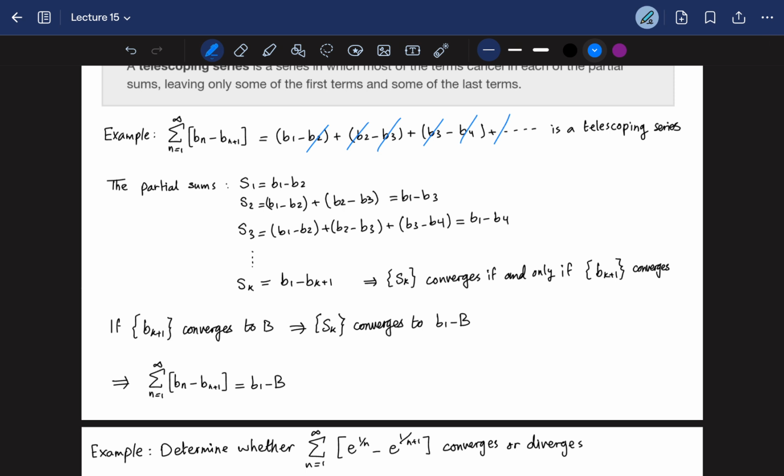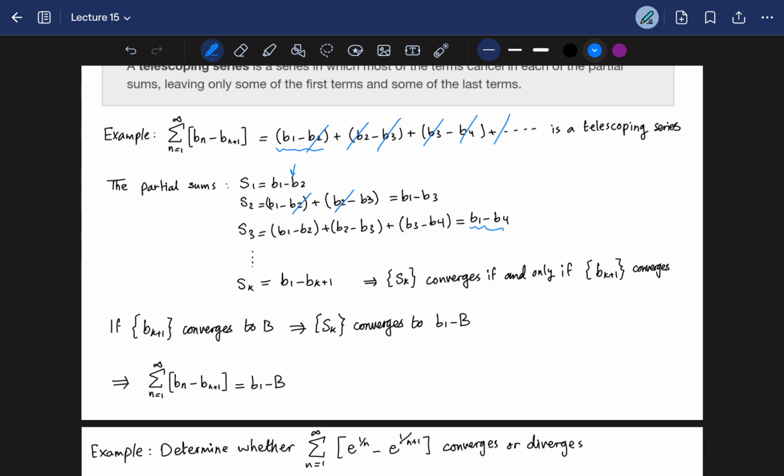If you do the partial sums, S1 is going to be your a1, so it's just b1 minus b2. S2 is going to be a1 plus a2, so b1 minus b2 plus b2 minus b3. So these cancel out, and you're going to get b1 minus b3. And similarly for S3, you're going to get b1 minus b4. And if you keep going, your kth partial sum is going to be b1 minus b(k+1).